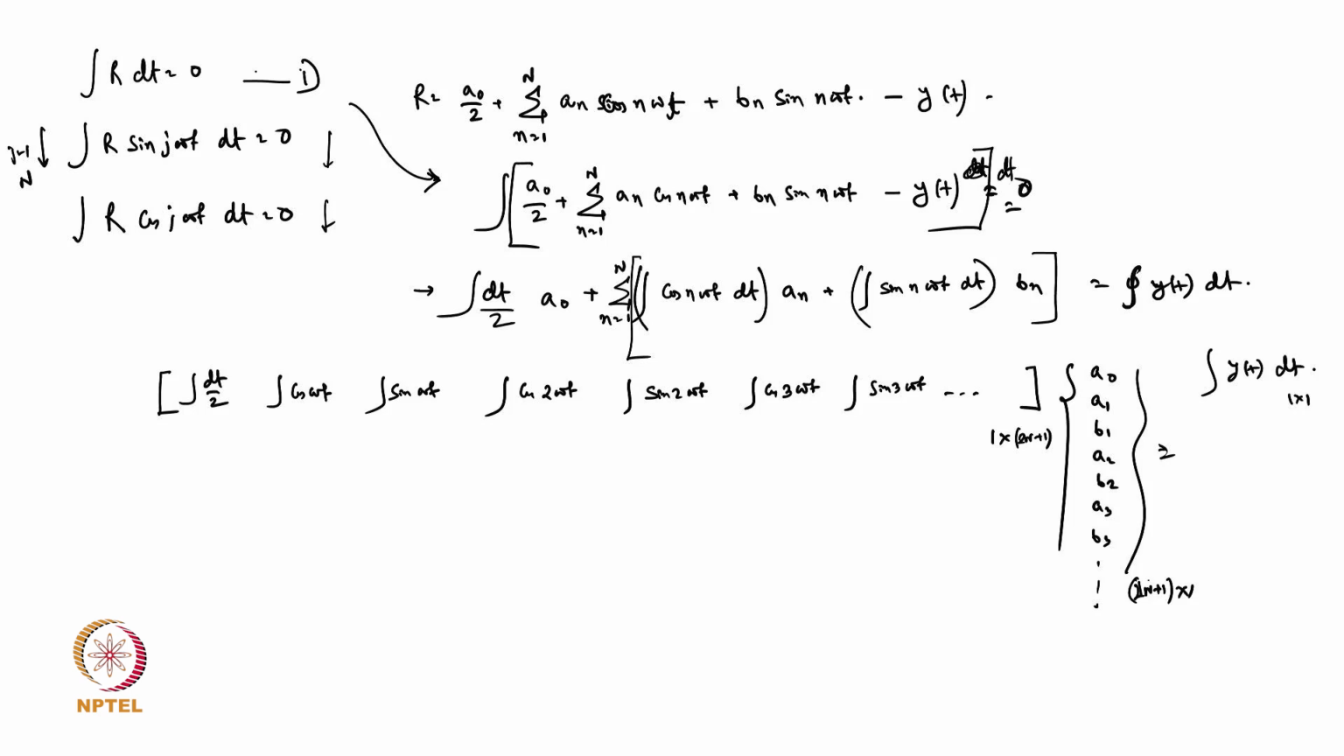Okay, next step, integral of r j omega t dt. Let me go to the next slide. That has something interesting. Integral of r sin j omega t dt equal to 0, and integral of r cos j omega t dt equal to 0.